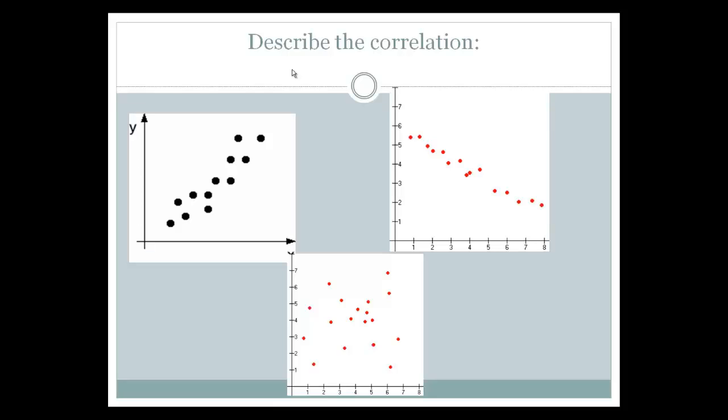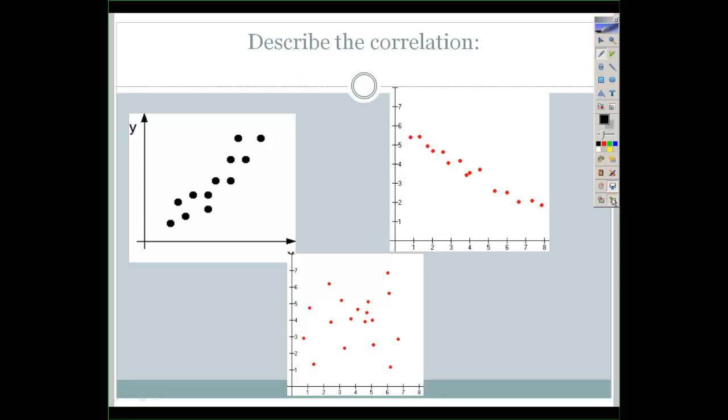So now let's describe these correlations. Let's do a few examples. In the top left corner, we have some points on a graph, and I can tell that as the chart goes on, the data is getting bigger and bigger and bigger. So as I start down here way low and I read it from left to right, it's getting bigger and bigger and bigger. I'm going to say that's a positive correlation.